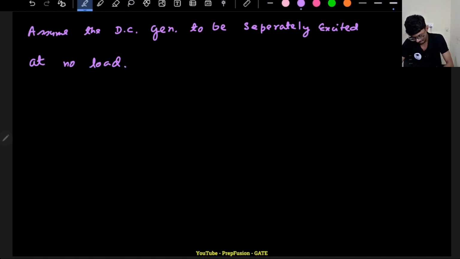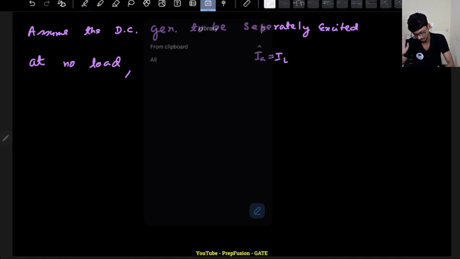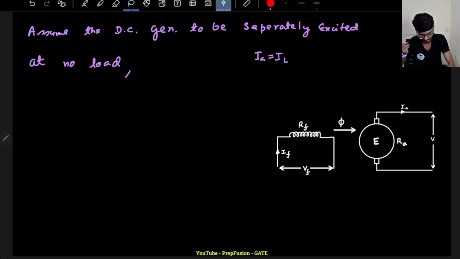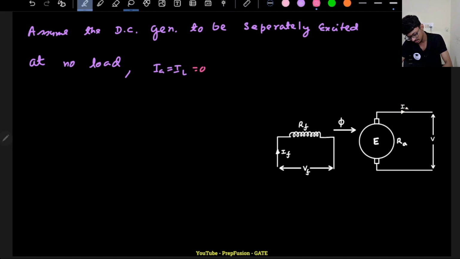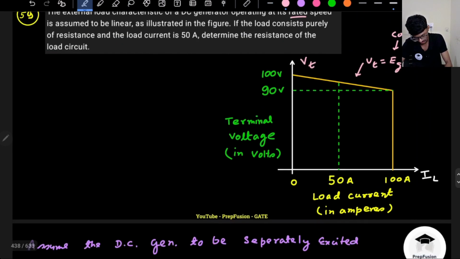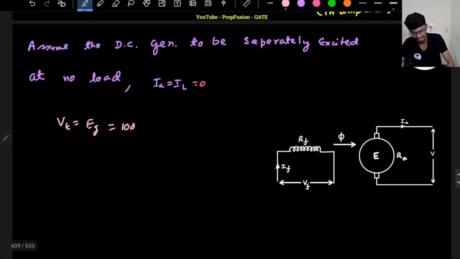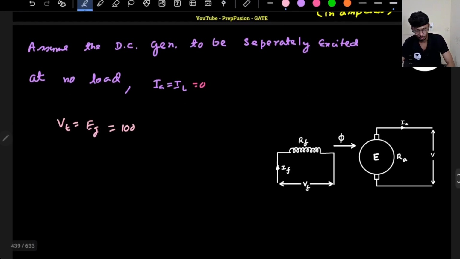Then at no load, what will happen? If it is separately excited, then I don't have to worry about the field current. Then my Ia will be equal to IL. If I draw the circuit diagram of a separately excited machine, I don't have to worry about the field current. Simply my load current will be the same as Ia. So at no load, Ia equals IL equals 0. Hence the terminal voltage Vt will be Eg. So I can see the no load voltage, or Eg, is 100 volts. So from here I get the information about Eg. Eg is 100 volts.